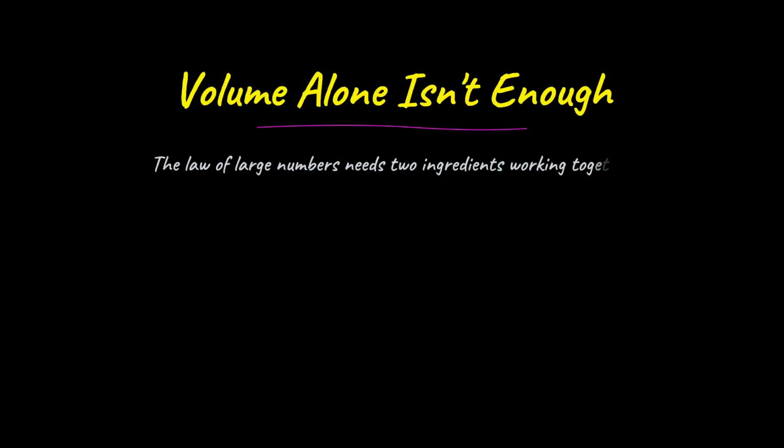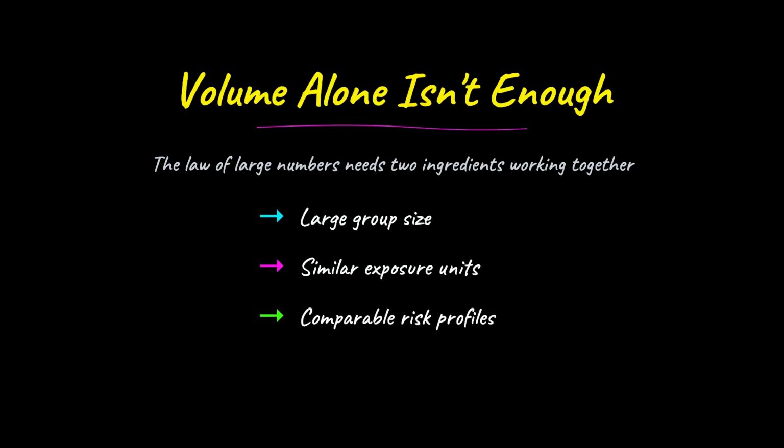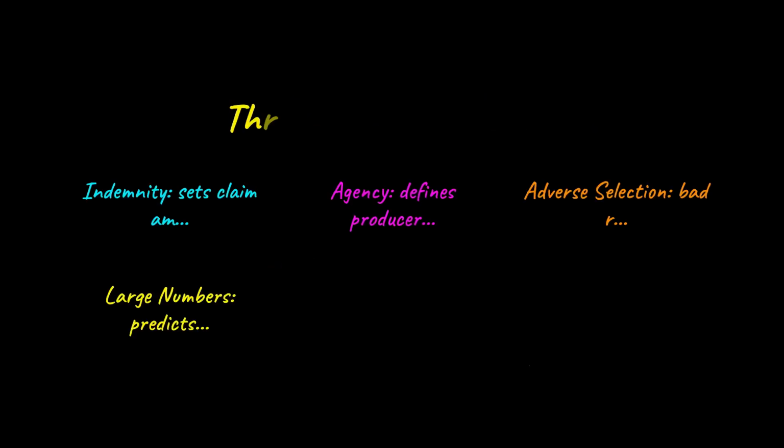Volume alone is not enough. The exposure units must be alike in the risk they present. Pooling wildly different ages and habits together just produces a blurry average, which is why underwriting sorts applicants into classes before this law can do its work.